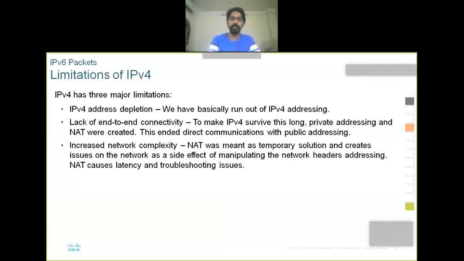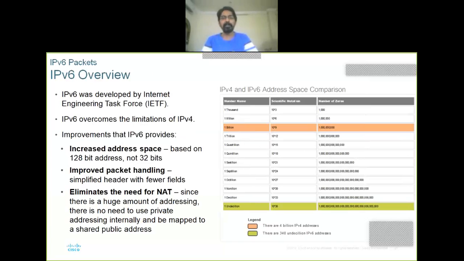To avoid these limitations, IPv6 comes into the picture. IPv6 was developed by the IETF, Internet Engineering Task Force. IPv6 overcomes the limitations of IPv4. What are the limitations of IPv4? Addresses were exhausting. There is only a limited number of addresses, but IPv6 overcomes this issue because IPv4 addresses are 32-bit addresses, but IPv6 addresses are 128-bit addresses. That means it can give a large address space, right?